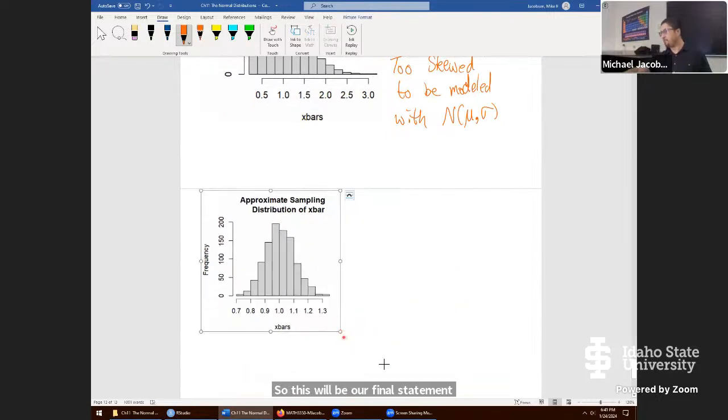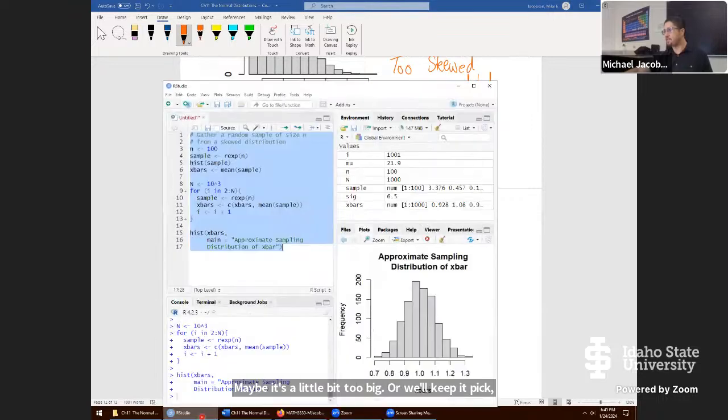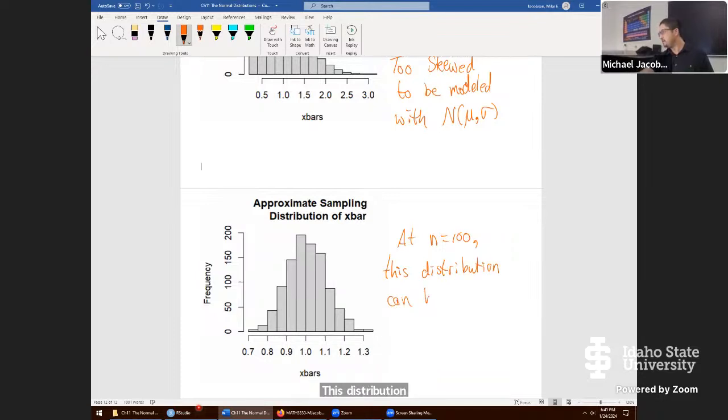Maybe it's a little bit too big. Oh, we'll keep it big, I guess. We'll say here, at, and I think we used 100 for this. Yeah, it looks like we've settled for 100. At n equals 100, this distribution can be modeled by N(mu, sigma), because we're seeing the right amount of symmetry for that to be effective.